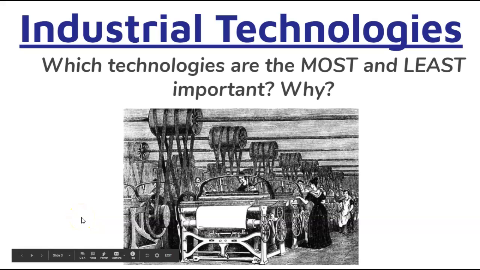So what we're going to be doing is talking about various technologies that were created and used during the Industrial Revolution. What I want you to think about as we're going through this Prezi is which technologies stand out to you as being more important and which ones less so. All of them are important. If they weren't, I wouldn't be talking about them. But some I do think are more impactful and more important than others.